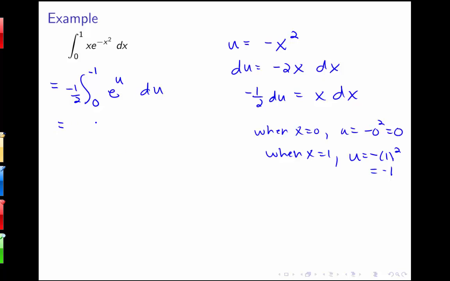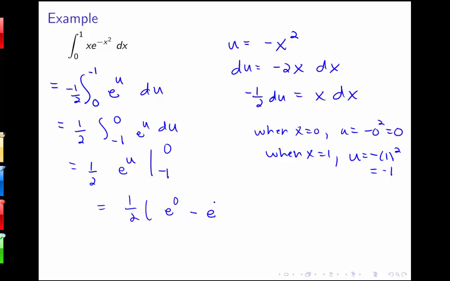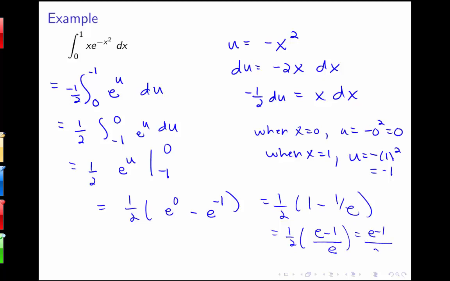So again, if I want to switch the order of my limits, I'd have to multiply by a negative. So instead of having -1/2, 0 to -1, I'd have +1/2, the integral from -1 to 0 of e to the u du. And now I know the antiderivative of e to the u is e to the u. So I'm just evaluating that from -1 to 0. So this is going to be e to the 0 minus e to the -1. So we'll have 1/2 times 1 minus 1 over e. And we can leave it like that, or we could write it as e minus 1 over e inside by getting a common denominator. And then say we have e minus 1 all over 2e is our final answer.